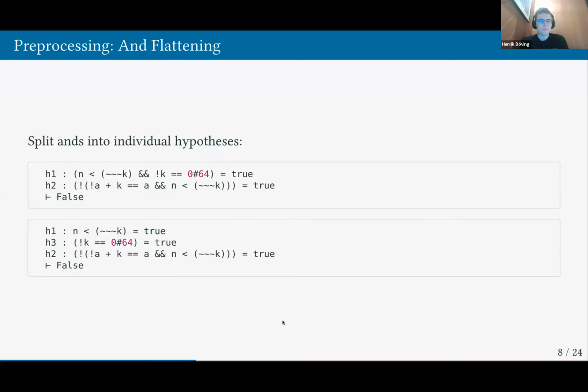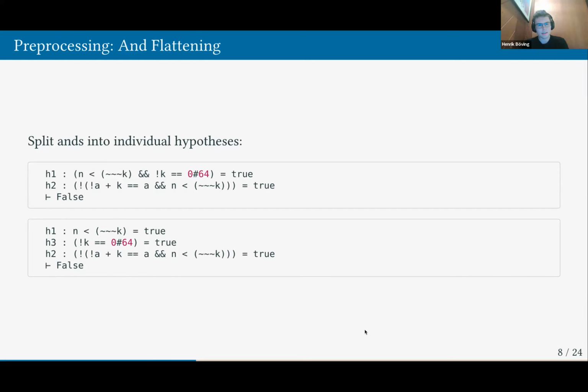And the next step is called end flattening, where we basically look through all of the hypotheses that we've collected so far. Do they consist of a conjunction? So in the case of H1, there's a conjunction, so we can split it into H1 and H3. In H2, there's also a conjunction, but it's currently hidden underneath this negation here, so we can't split that.